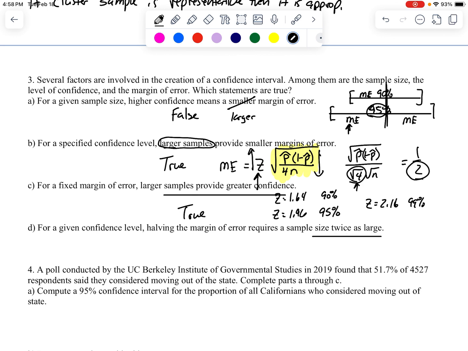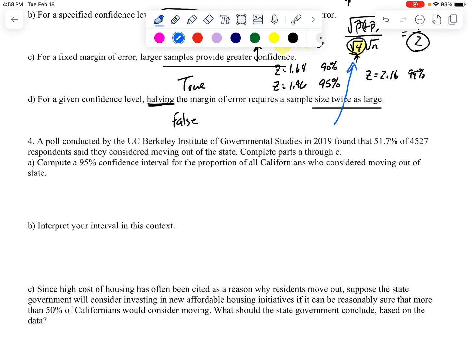And for a confidence level, halving the margin of error requires a sample size twice as large. And actually, we just did that up above. This one's going to be false. Again, to make it decrease by half, we actually need a sample size increase of 4. I will highlight that. Okay, so we'll just draw an arrow there. I don't like that. We'll change this back to a pen, and I'll draw a line up there. It's actually going to be 4.